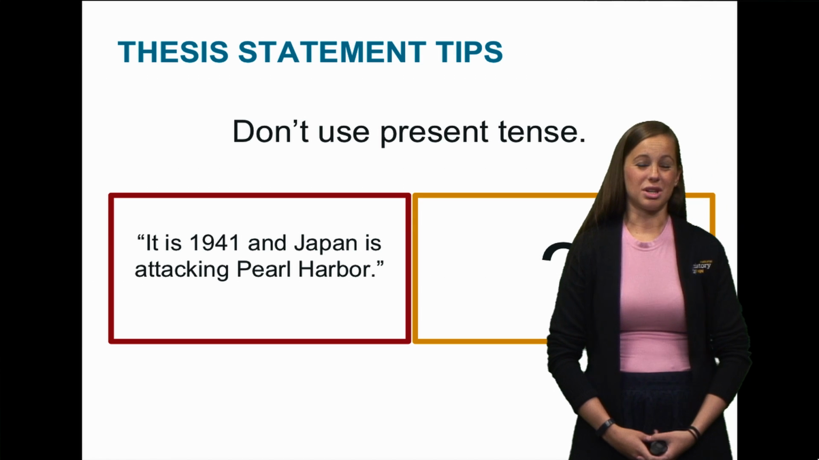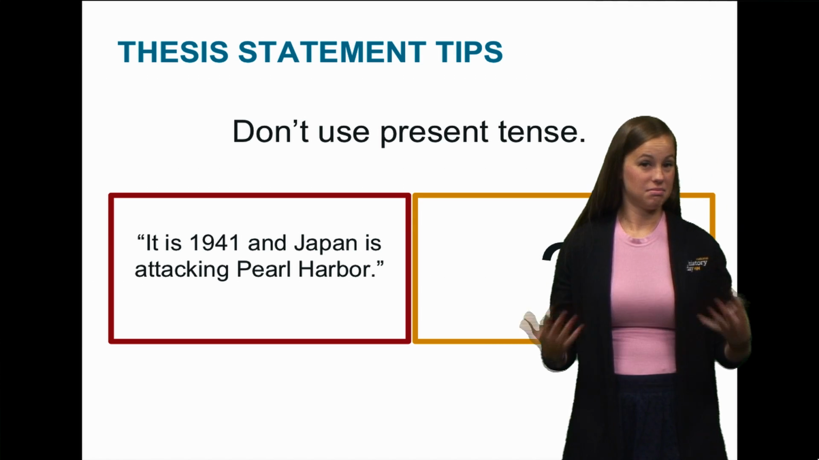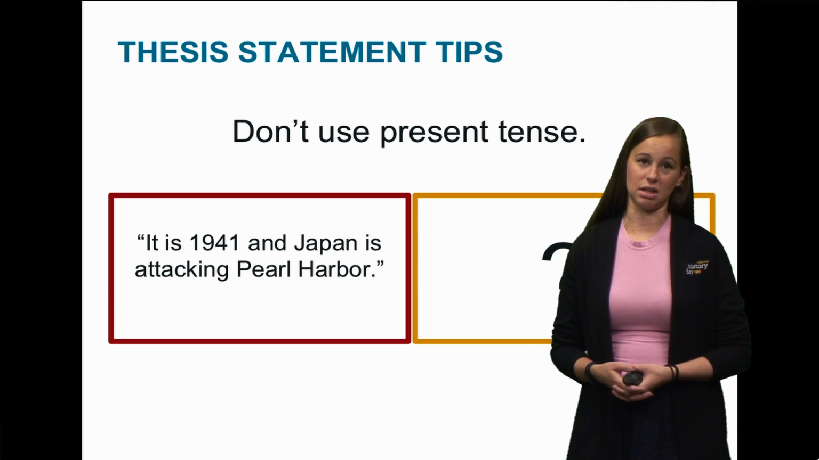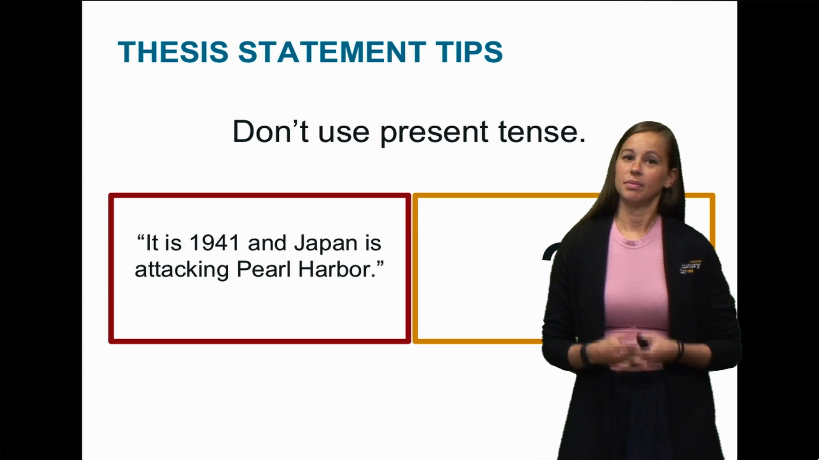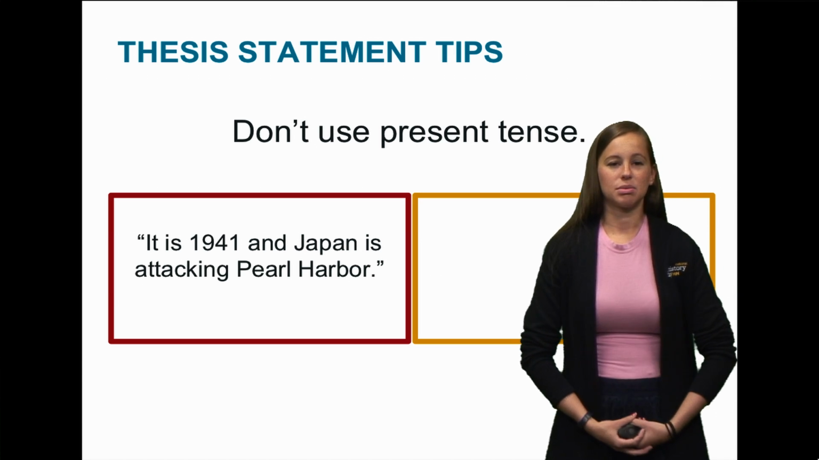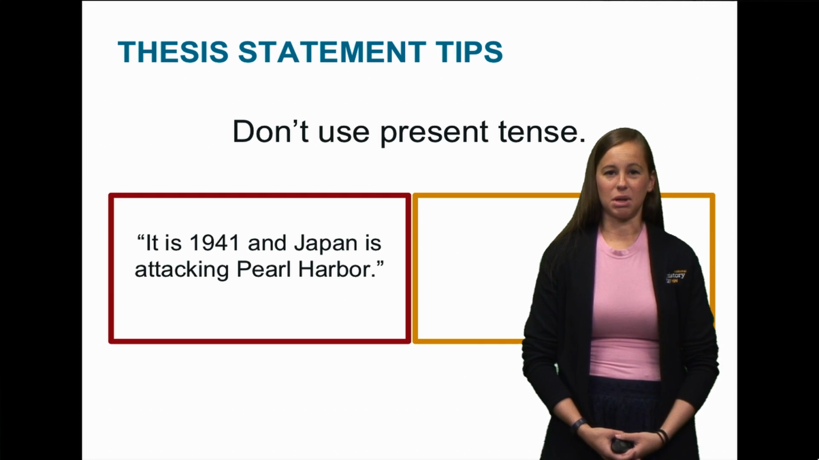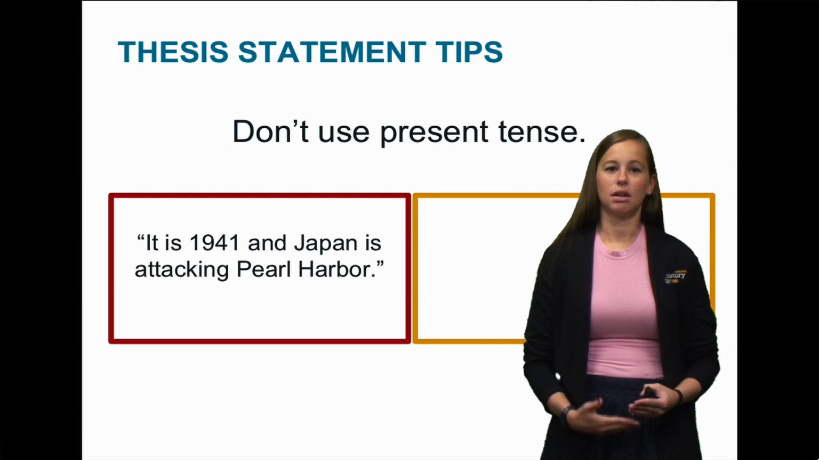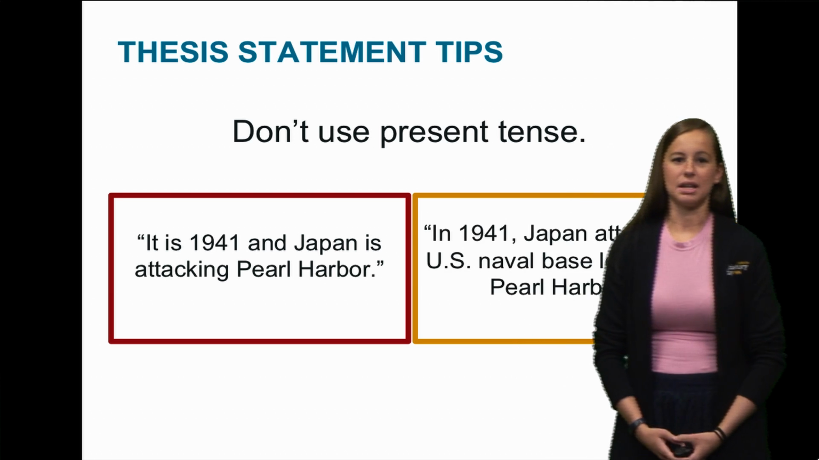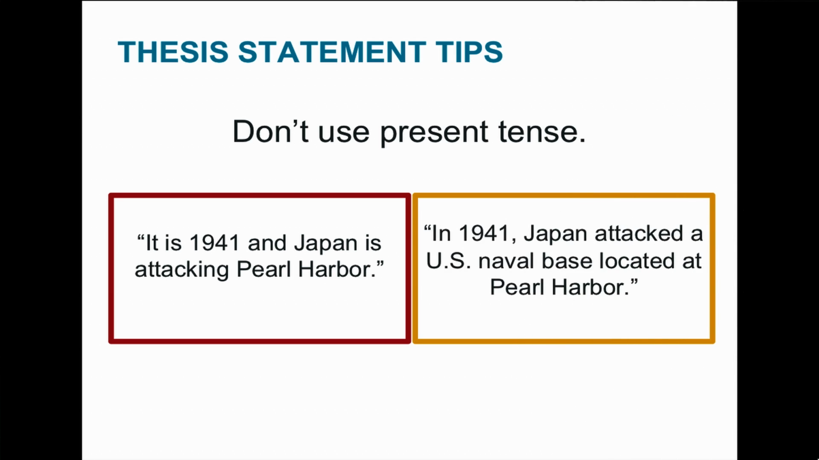To avoid using present tense, most easily because it's not usually the time period your History Day project is talking about. It is 1941 and Japan is attacking Pearl Harbor. It's not 1941, Japan isn't attacking Pearl Harbor. It's also important for students to realize how academic writing varies from writing just for fun. So we'll want to stick to that past tense in saying, in 1941, Japan attacked a U.S. naval base located at Pearl Harbor.